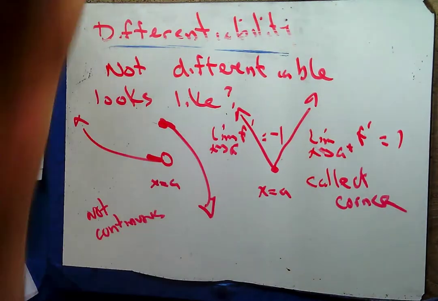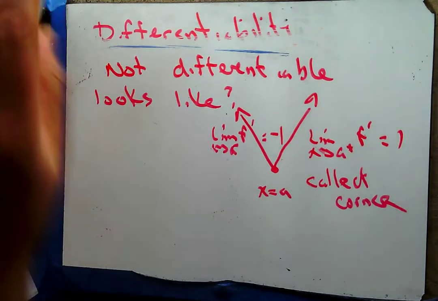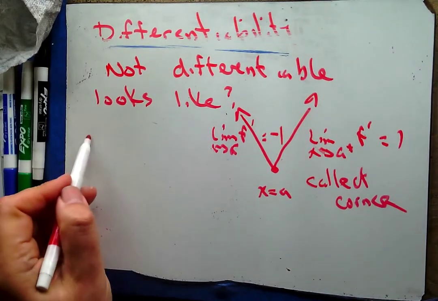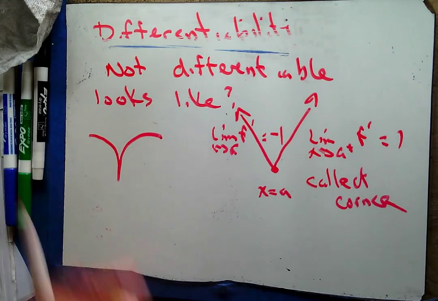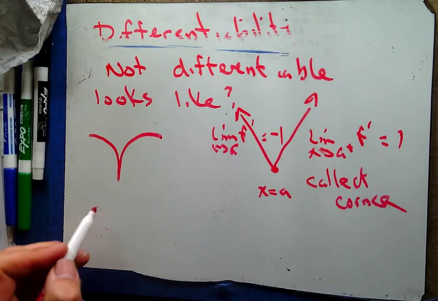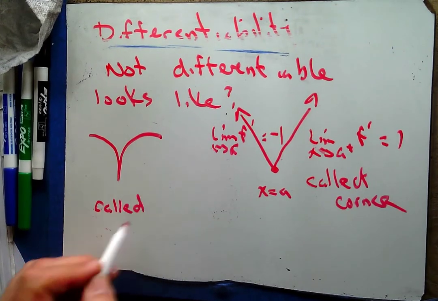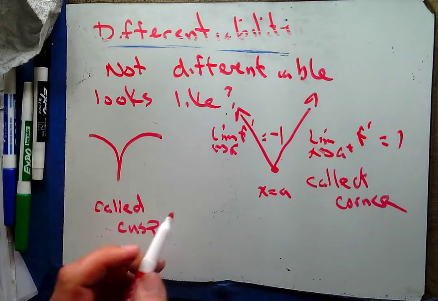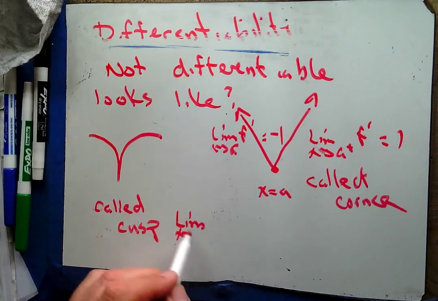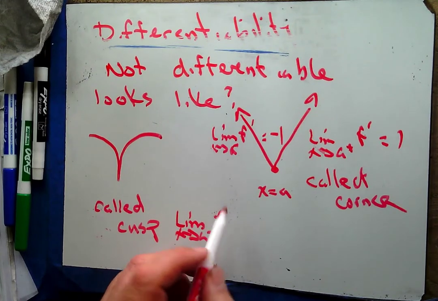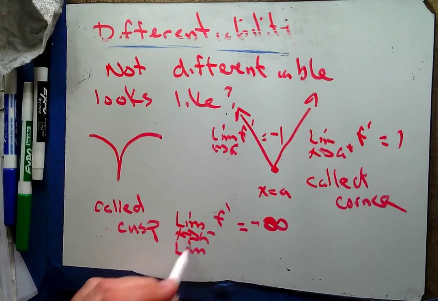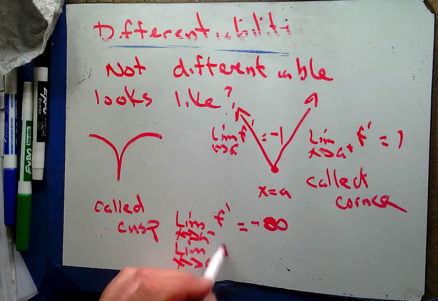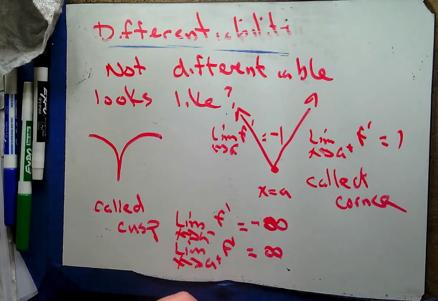And a more extreme corner, when the slopes aren't just different, but one is positive infinity and the other negative infinity, looks like that seagull drawing I drew in elementary school. And this is actually called a cusp. A cusp has the property that the limit as x approaches a from the negative side of the slopes is negative infinity, and the limit as x approaches a from the positive side of f prime is positive infinity. It's just an extreme corner.